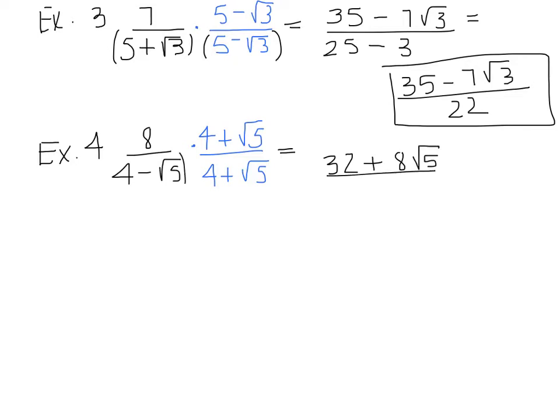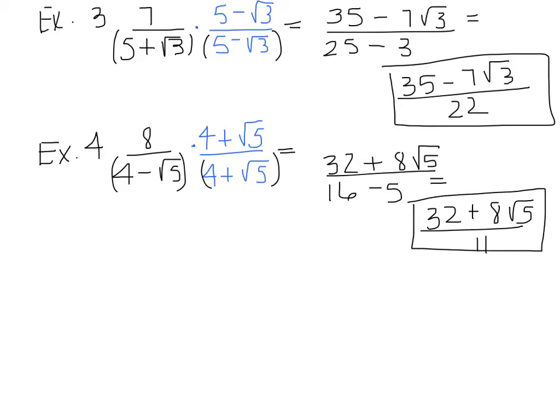And then here, remember with conjugate, you just have to do the 4 times 4, which is 16. Square root of 5 times square root of 5, or negative square root of 5 times square root of 5, is negative 5. So on the top, you're going to get 32 plus 8 square root of 5. And 16 minus 5 is 11. And that is rationalizing the denominator.